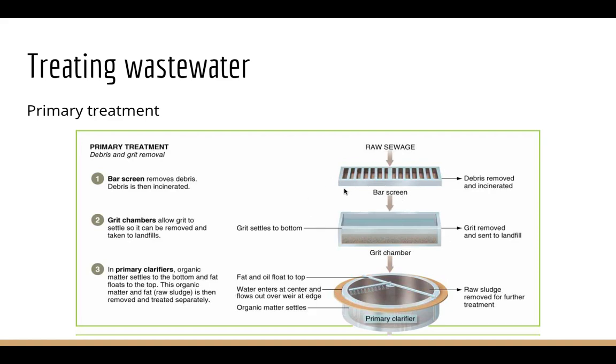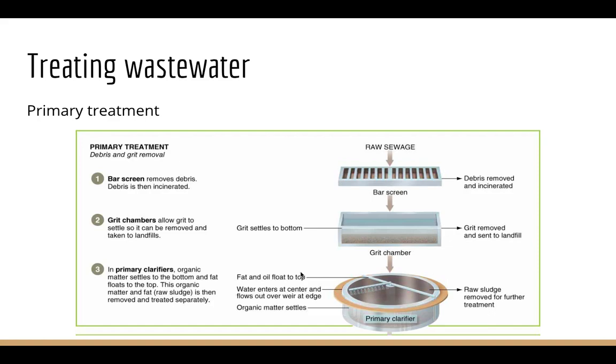After the bar screen, you let the wastewater sit in this grit chamber. Remember that grit is going to be that sand and gravel type stuff. So that sand and gravel that made it through the bar screen is kind of heavy, so it's just going to settle to the bottom of this grit chamber. Then you can remove that settled out grit and also send it to the landfill.